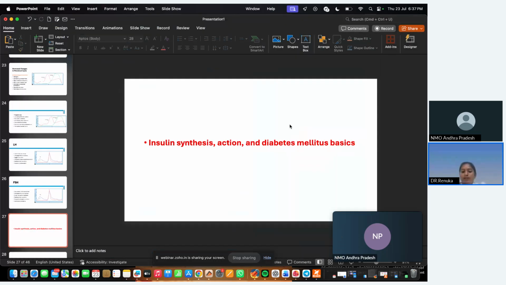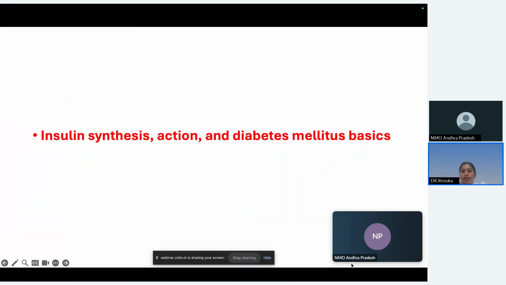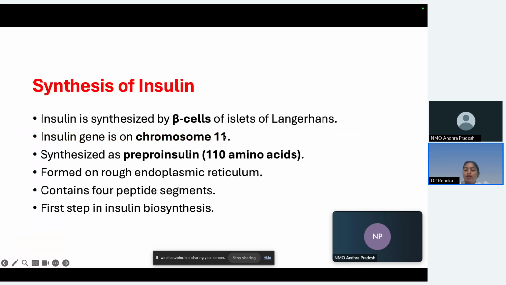Insulin synthesis, action, and diabetes mellitus basics. Who is producing insulin? We have alpha cells and beta cells in the islets of Langerhans. Where are these islets of Langerhans? Pancreas, I guess you know this. I'm quickly jumping directly into the insulin part. Insulin is synthesized by the beta cells of the islets of Langerhans. The insulin gene is present on chromosome number 11. This is just basic.